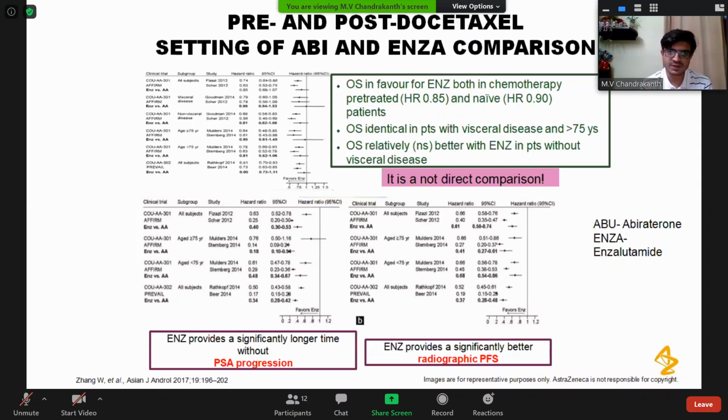So, few conclusions what we can draw are on enzalutamide. Basically, overall survival is in favor of enzalutamide, we are speaking of CRPC setting over here, both in chemotherapy pre-treated and in naive pre-docetaxel and also post-docetaxel. The overall survival, if you take as an endpoint, enzalutamide has a better hazard ratio. Then overall survival is identical in patients with visceral disease and more than 75 years. And overall survival is relatively non-significantly better with enzalutamide in patients without visceral disease.